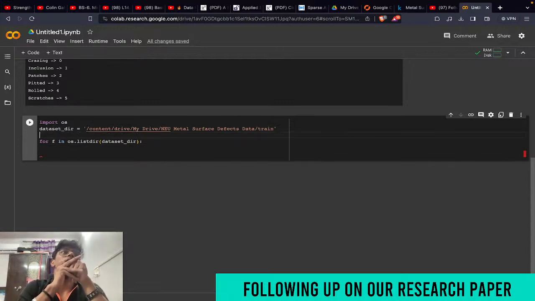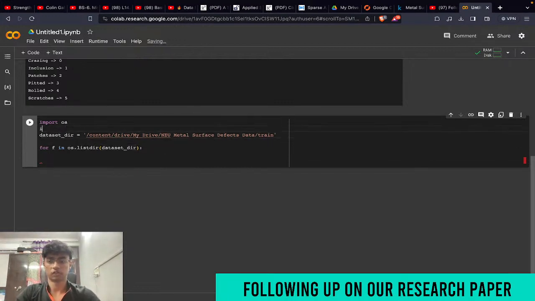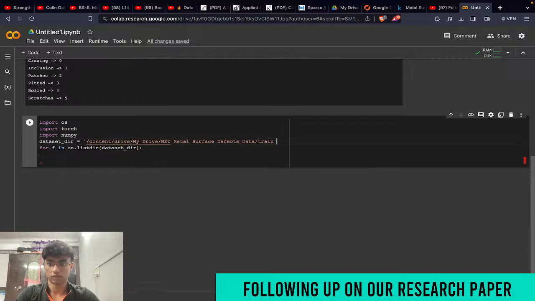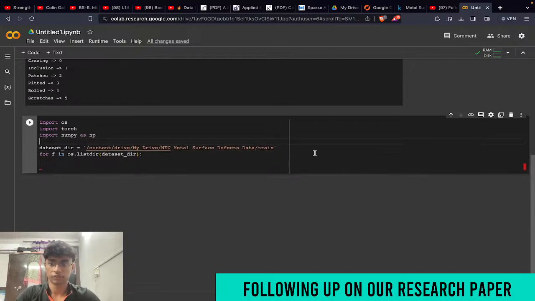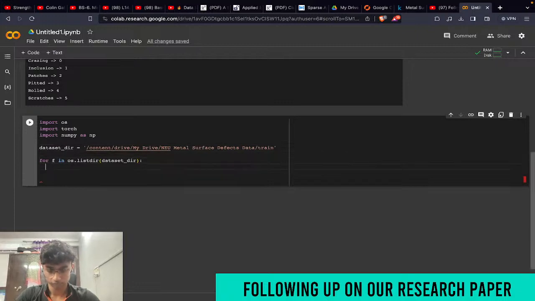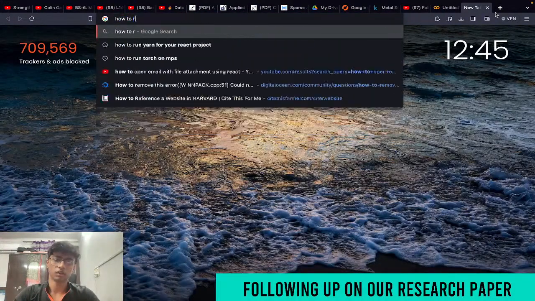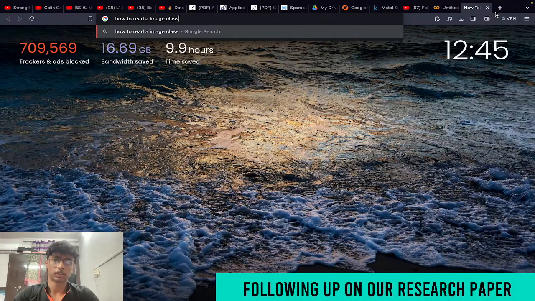How do I store all of this in a dataset? Import torch. That's all we will be needing. There is a way to do this directly in Torch, right? There is a way to directly read a folder of images and classify them. I think there is. How to read an image classification dataset in Torch.